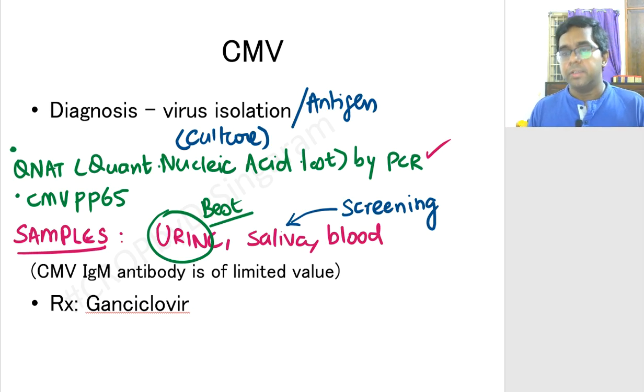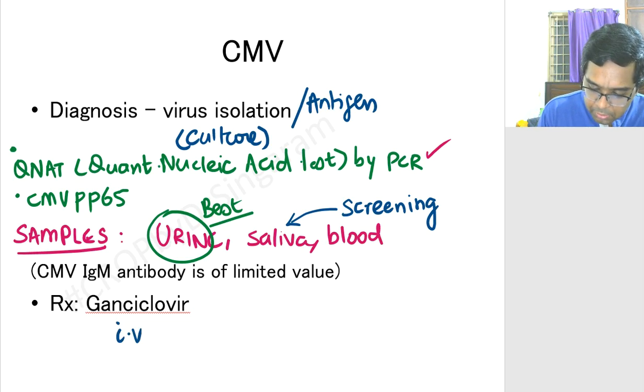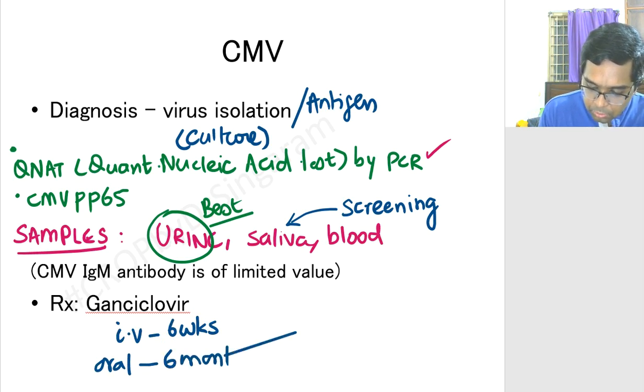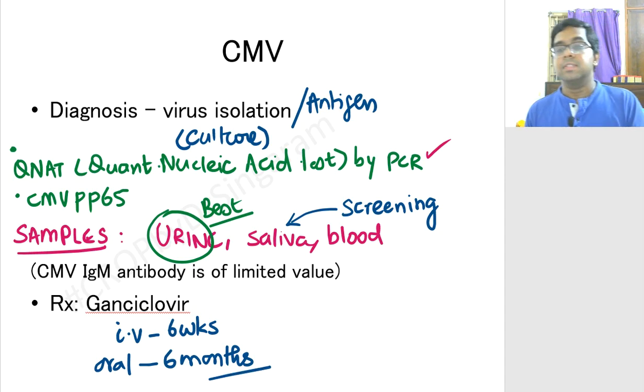Now, you have a baby with CMV infection. How are you going to treat it? The drug of choice is ganciclovir. IV ganciclovir is given for a period of 6 weeks, and oral ganciclovir is given for a period of 6 months. Now, you may ask, what is the reason for giving this extended duration of treatment? It is found that if you give it for a period of 6 months, there is a considerable decrease in the long-term sequelae. What is a long-term sequela? Hearing loss. That is decreased by giving a long duration treatment with ganciclovir. So that is why this recommendation has come. So that is all about CMV infection.